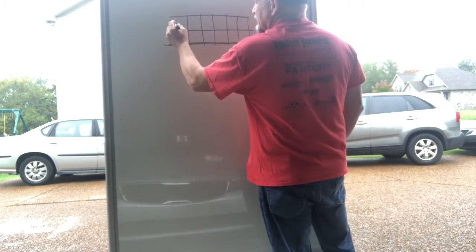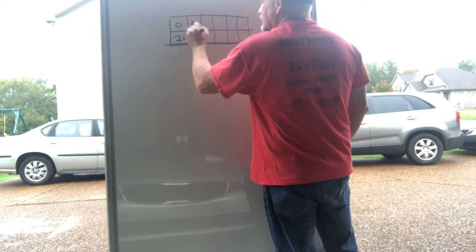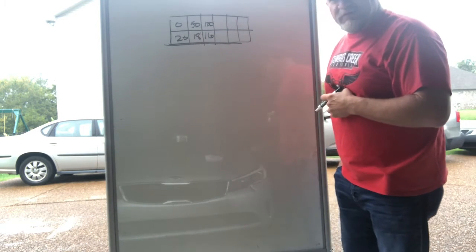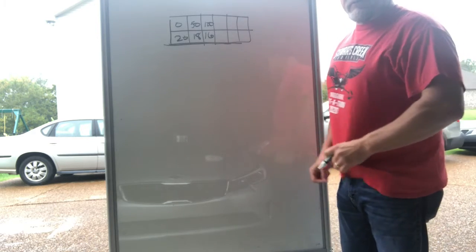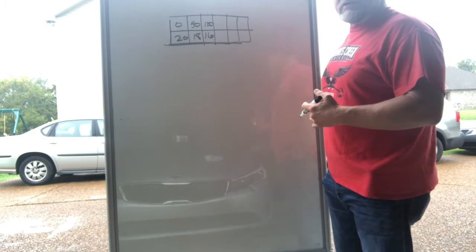So we got something like this. We've got 0, we've got 20, we've got 50, we've got 18, we've got 100, and we've got 16. I think this was a word problem that had something to do with gallons of gas and information like that. So what we want to do is create the function, the linear equation from this.